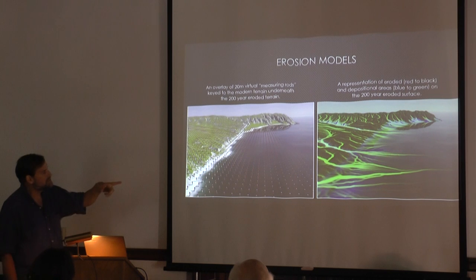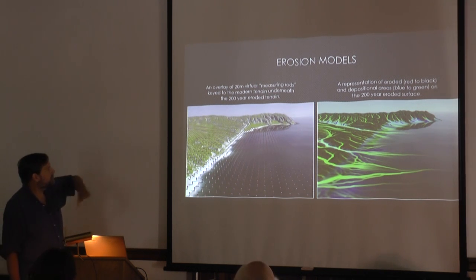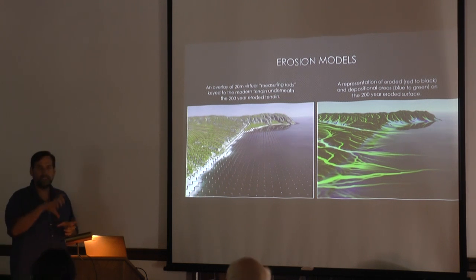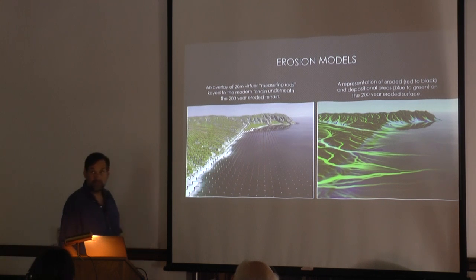So this on the right is showing the eroded areas in black, and the depositional areas, which are blue to green, on this 200-year erosion surface. So you can see where things are actually moving more. And in this case, I've just thrown a bunch of virtual measuring rods on that environment so you can see in any particular location where sediment is building up or where it's being subtracted.